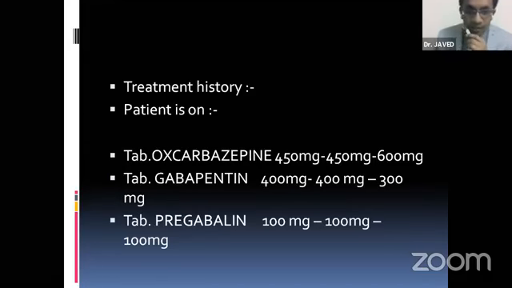Now, treatment history. The patient is on tablet carbamazepine, oxcarbazepine 450 in the morning, 450 in the afternoon, and 600 milligrams at night. Tablet gabapentin 400 milligrams in the morning, 400 after lunch, and 300 milligrams at night. Tablet pregabalin 100 mg TID.